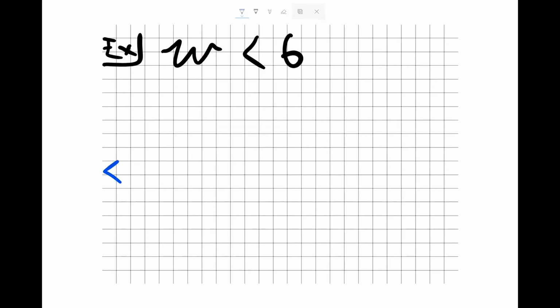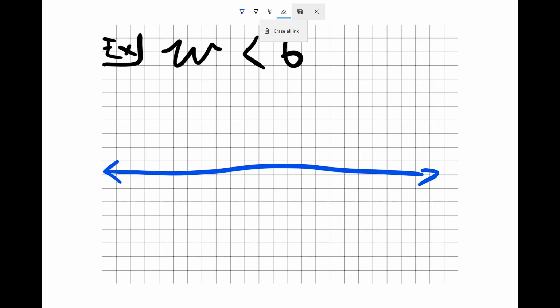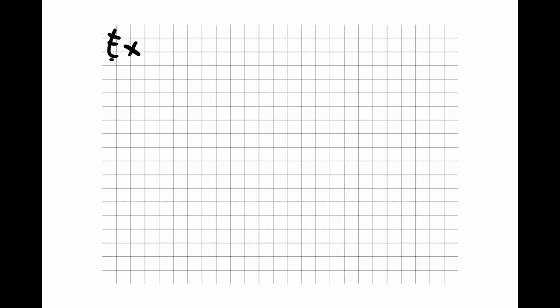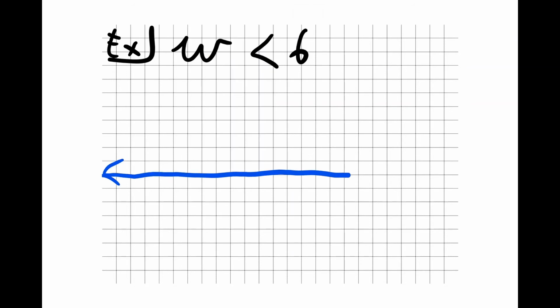Again, you're going to want to draw a number line. That is not straight. Let's try that again. W is less than 6. And we want to draw a number line, hopefully. You can stay on the line, stay on the line, stay on the line. Yes! Okay. This is roughly the middle right here. Let's go in staggers of 2.